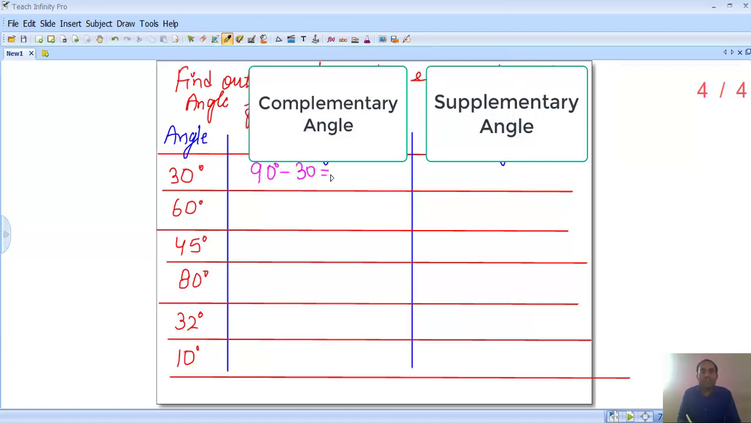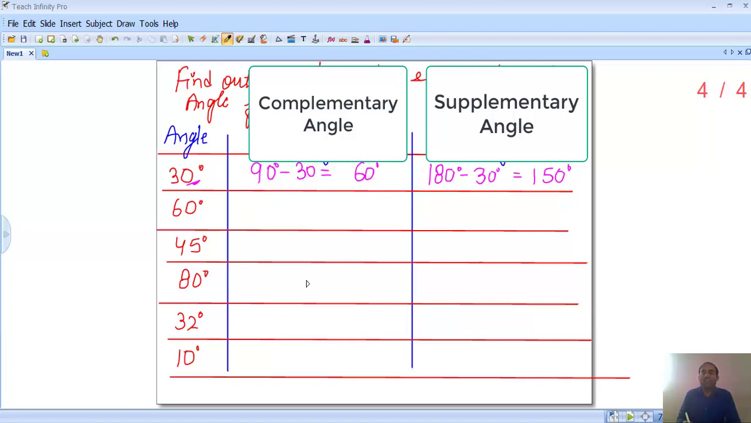90 minus 30. So how much? 60 degrees. Okay, 60 degrees is the complementary angle of 30 degrees. Now supplementary angle means 180 minus the given angle. What is the given angle? 30 degrees. 180 minus 30, that is 150 degrees. Okay, so 30 degrees and 150 degrees are supplementary angles. 30 degrees and 60 degrees are complementary angles.